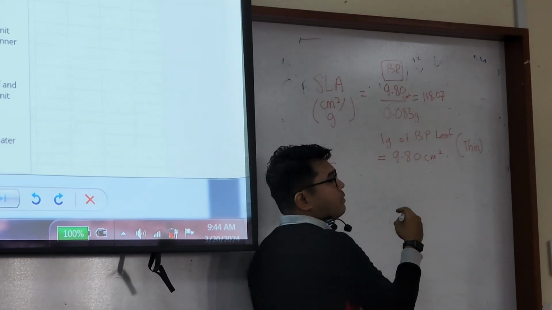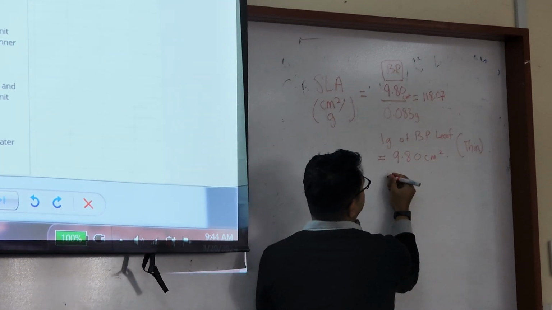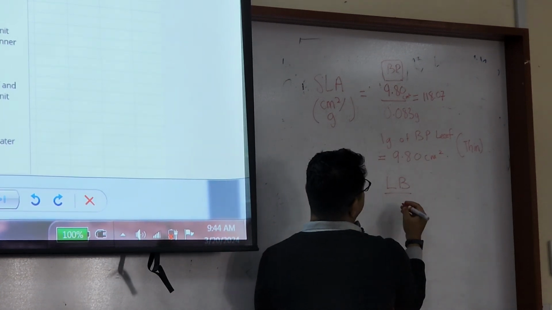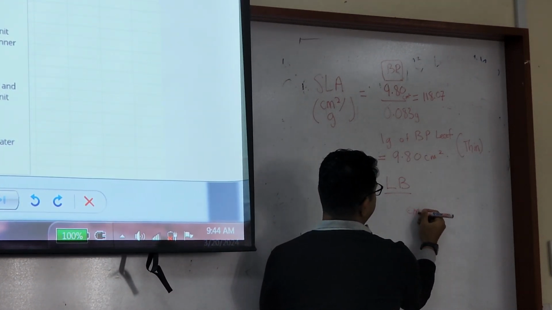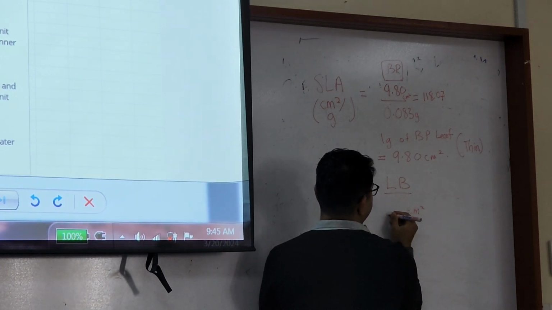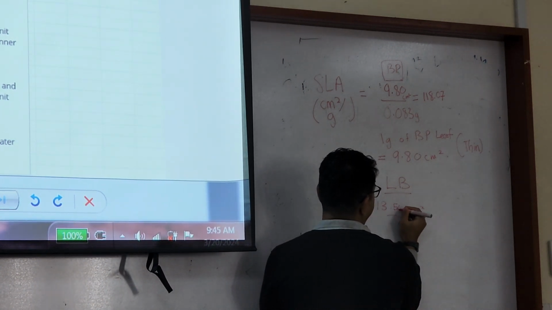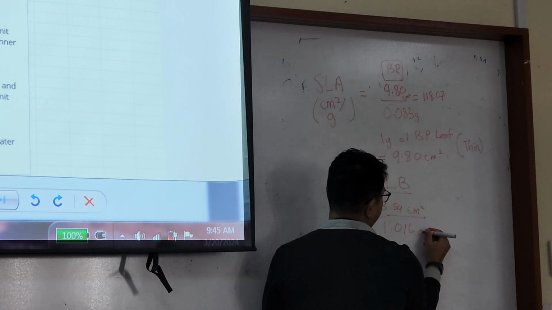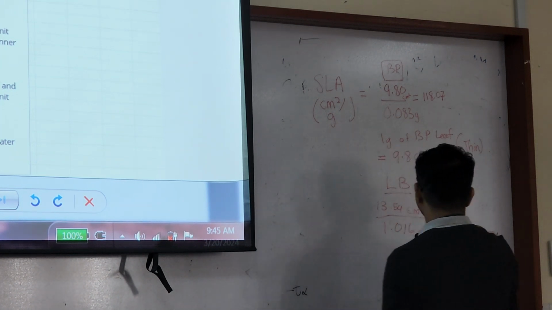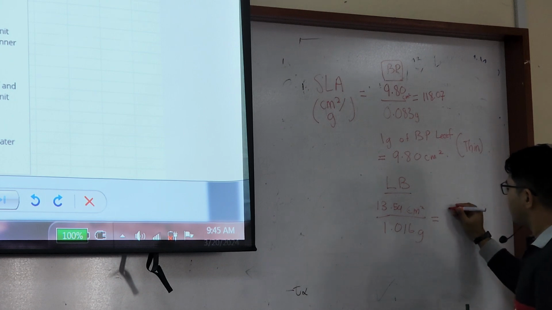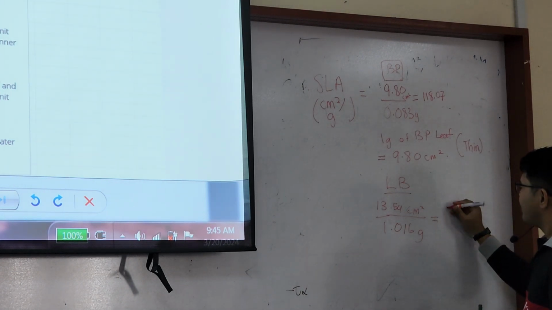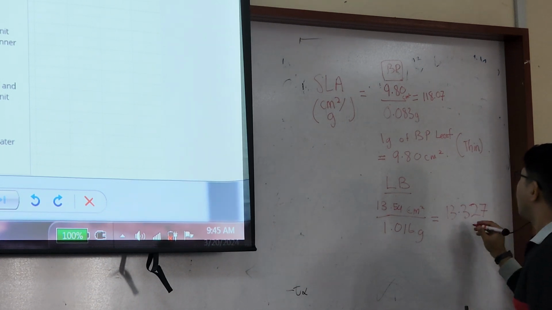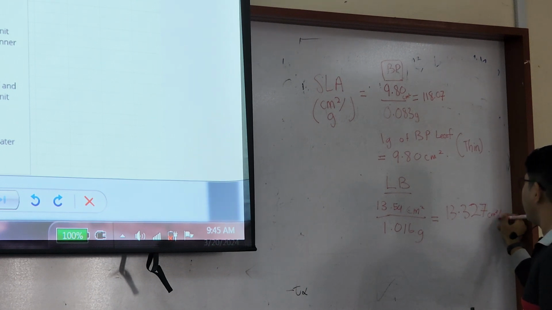However, for the thicker leaf, let's say lemon balm, what's the reading? Lemon balm, your square centimeter of it? 13.54 divided by 1.016 gram. What's the reading that I get? 13.327. And the unit is centimeter square per gram.